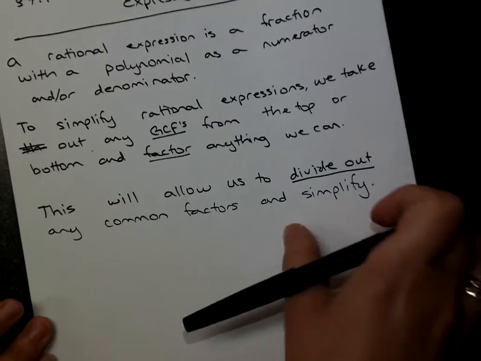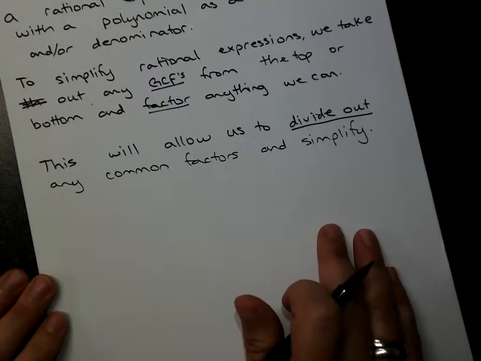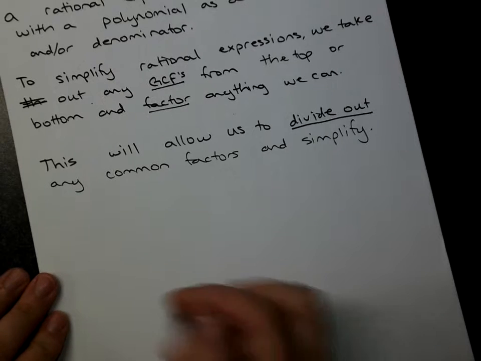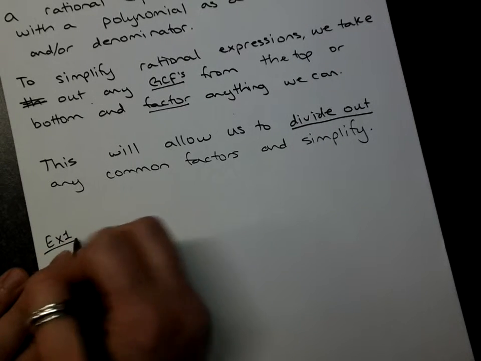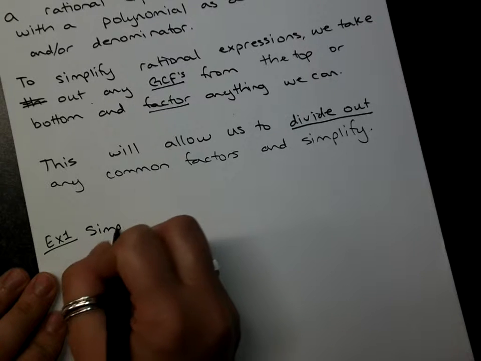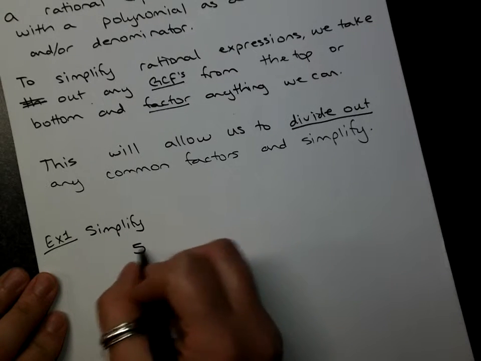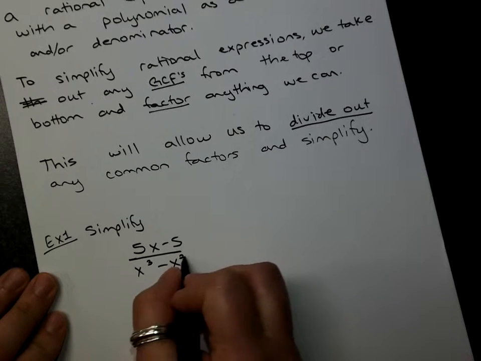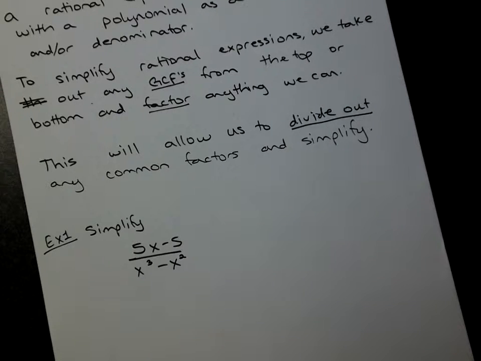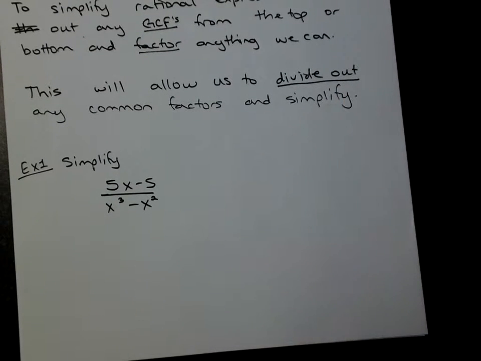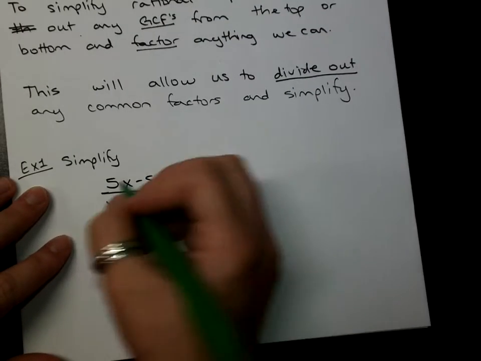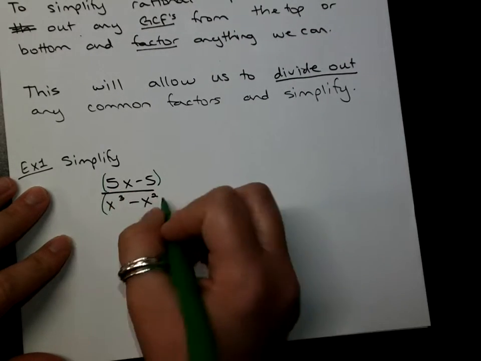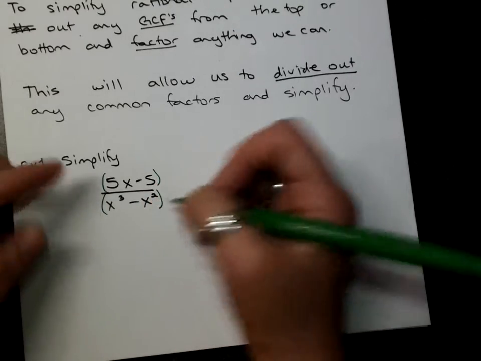So let's go over some examples. After I do a couple examples, you're more than welcome to pause the video and try it yourself. So example 1, and the directions are just going to say simplify. If I have 5x minus 5 over x to the third minus x squared, I have a binomial on the top and a binomial on the bottom. I'm going to look at what I have and see what I can do with it. Sometimes it helps to put parentheses around them, which makes them easier to see. The top is one piece and the bottom is one piece.